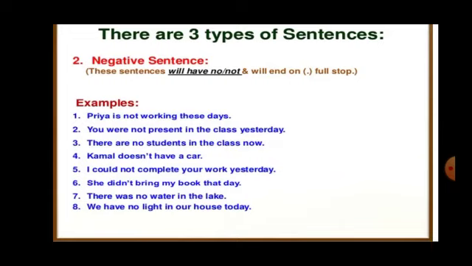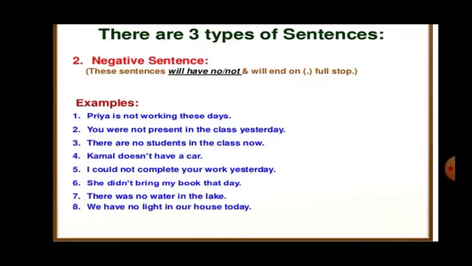The second type of sentence is the negative sentence. These sentences will have no or not and will end with a full stop. Priya is not working these days, so we put not after is and before working, before the verb. You were not present in the class yesterday. There are no students in the class now.